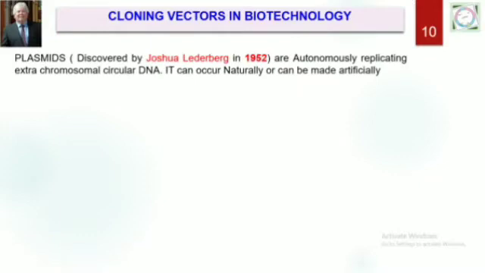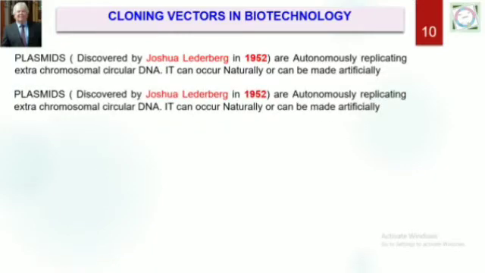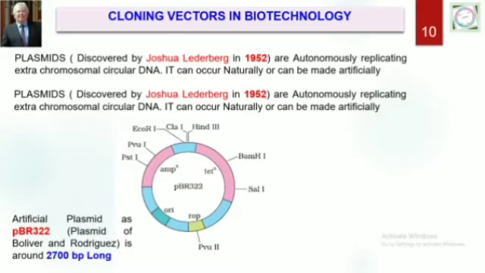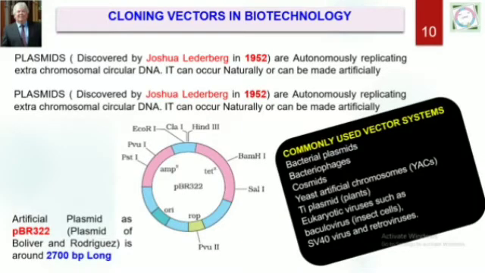So let us focus on plasmids. It was discovered by Joshua Lederberg in 1952. They are autonomously replicating, and it can occur naturally or can be made artificially. The one diagram that we see here is of PBR322. What is this PBR322? P for plasmid, BR for the name of discoverer, Bolivar and Rodriguez, and 322 is the number that they have discovered or synthesized, because it's just like giving roll number to the students, right? So it is around 2700 base pair long. There are commonly used vector systems like bacterial plasmid, bacteriophages, cosmid, yeast artificial chromosomes, Ti plasmid, that is tumor-inducing plasmid, eukaryotic viruses such as baculoviruses and SV40 viruses and even retroviruses.